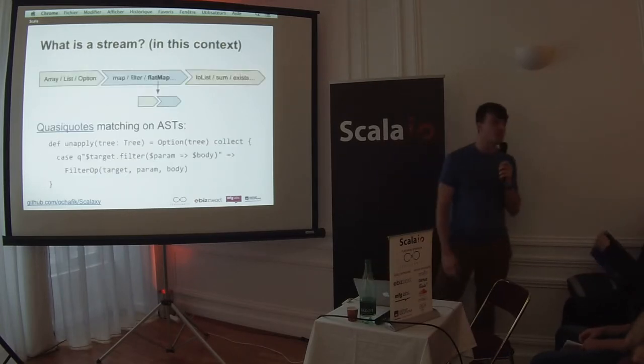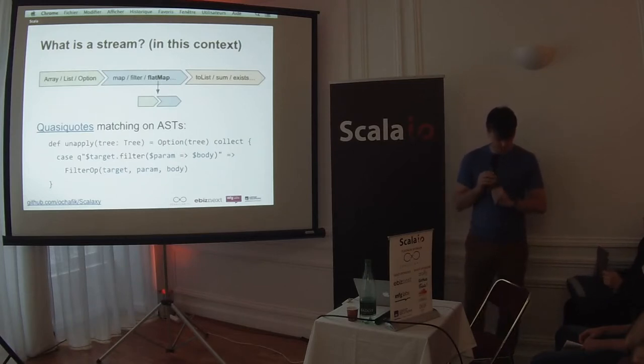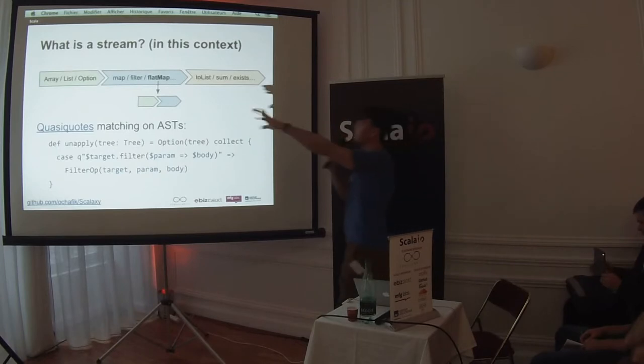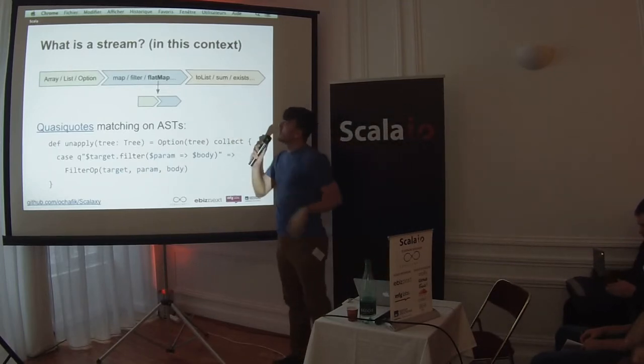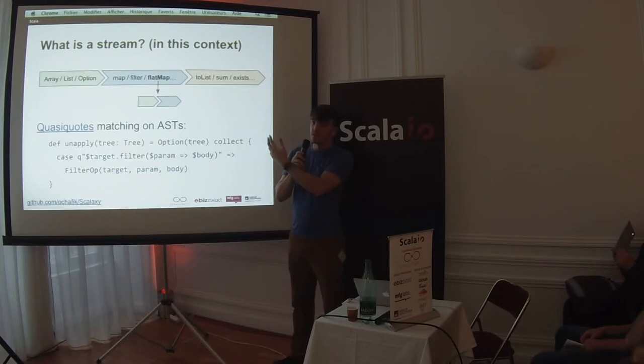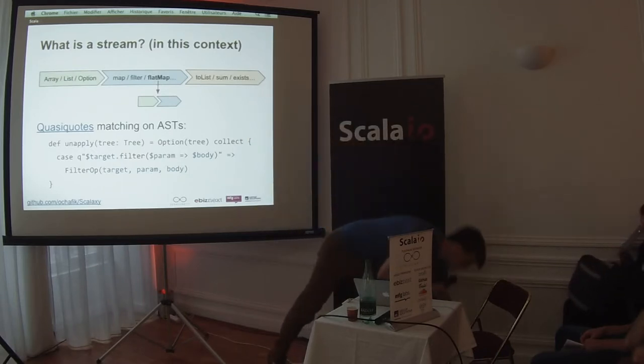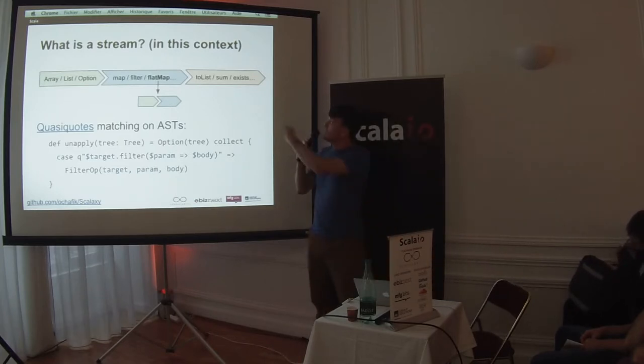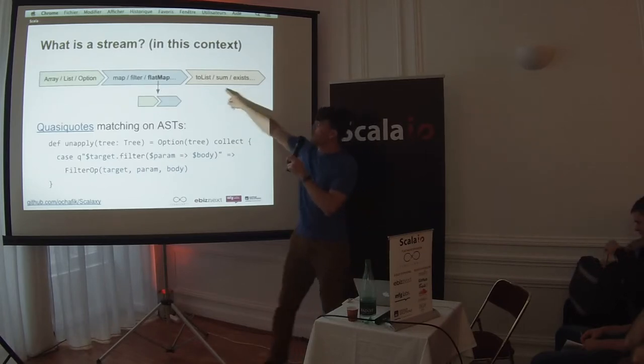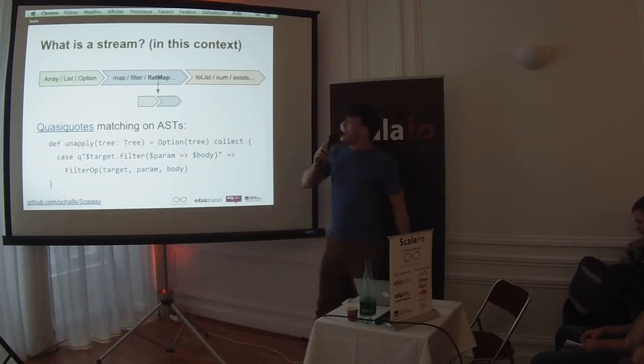So, what is a stream in the context of Scalaxy? A stream is a source of data, so it could be an array, a list, an option, followed by a sequence of operations, so map, filter, flat map, lots of them, and ended by a sink. That's going to be toList or sum or exists. toList could also be an operation in the stream. And then some operations, mainly flatMap, can actually contain substreams.